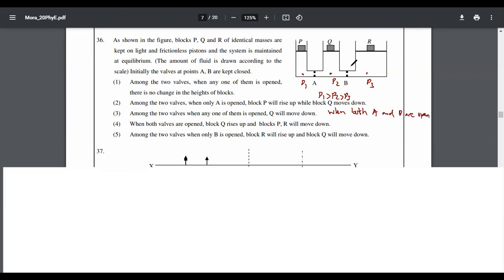Water from P1 is going to go to P2. From P2, it is going to go to P3. So P will fall, Q and R will rise, but who will rise more? R will rise more.